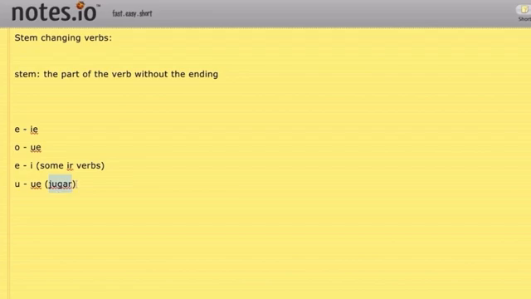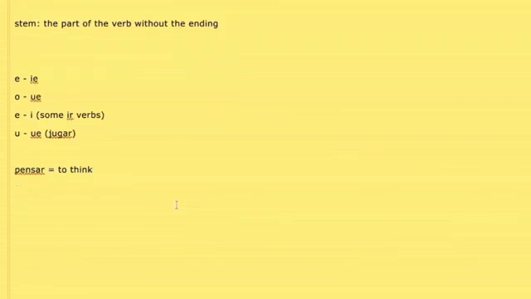And so let's take a look at a stem changing verb real quick. For example, we'll take the word pensar. Pensar means to think. And let's look at how to do a stem changing verb. So first, we're going to take the word pensar. Now, what you can do is you can either change the end first or change the stem first. Let's change the end first and then change the stem.